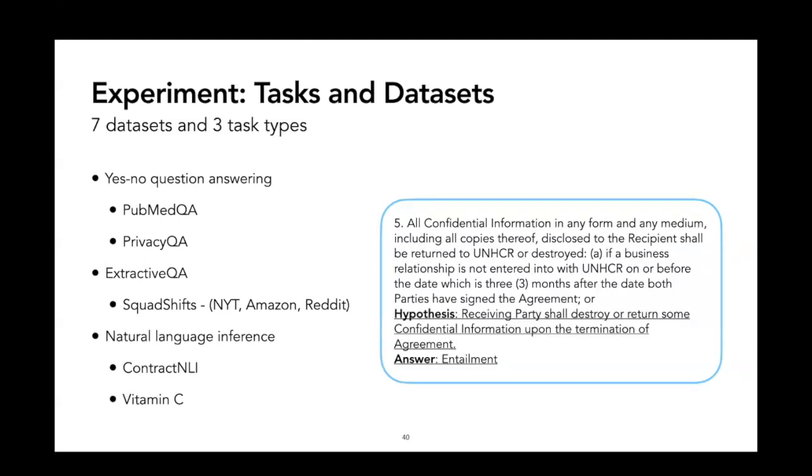And finally, we consider natural language inference. We've already seen this task before. We consider two datasets, Contract NLI and VitaminC. Contract NLI deals with contracts, and VitaminC is a fact verification dataset. In this task, we are given a premise or a passage and a hypothesis about this passage. We need to say if this hypothesis is supported in the passage or not. With Bonito, we use the paragraph to generate a hypothesis along with the answer.